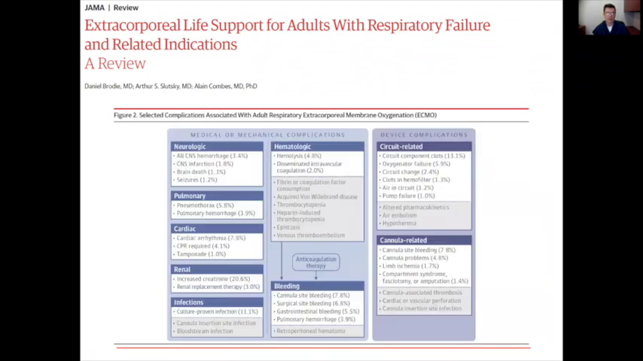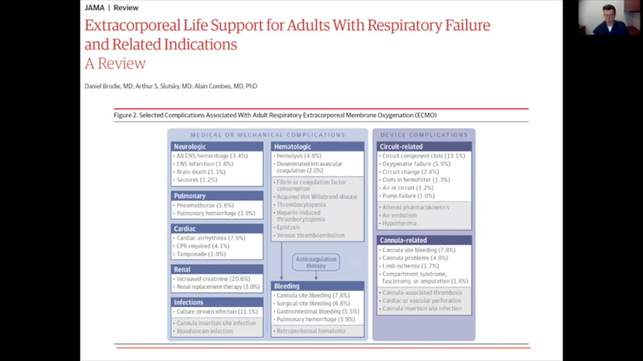Very important to acknowledge the complications associated with ECMO. You're all very familiar with the fact that ECMO comes along with many complications. Here we divide it into medical or mechanical complications as opposed to device complications. Of the device, circuit-related and cannula-related, and here by organ system. In the white are those with percentages that are listed from the ELSO registry, and in the gray are just additional complications that may occur.